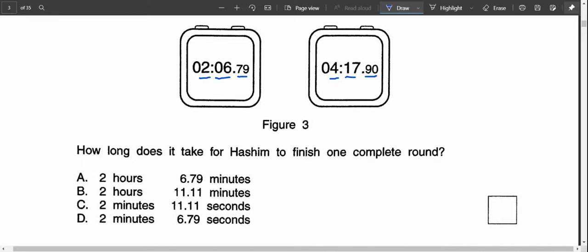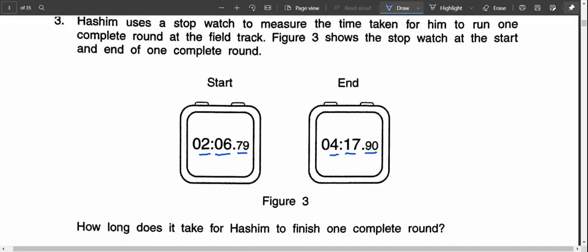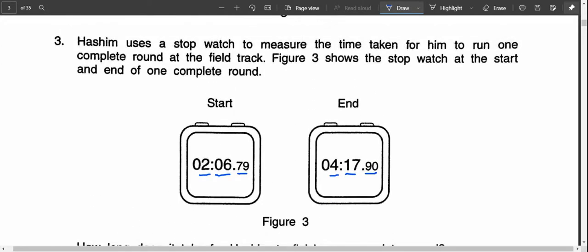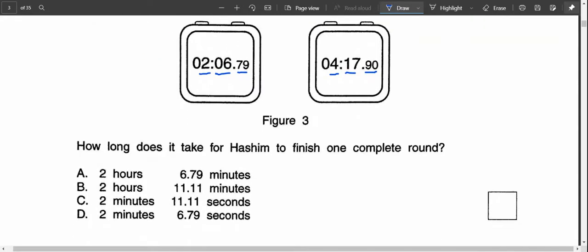Now, if you look at the choices, there's hours and minutes. From the statement, it is the time taken for him to run one complete round in a field track. When you run on a field track, it shouldn't take hours, because it also mentioned one complete round. It's very unlikely that running on a field track will take hours. Therefore, A and B are out.